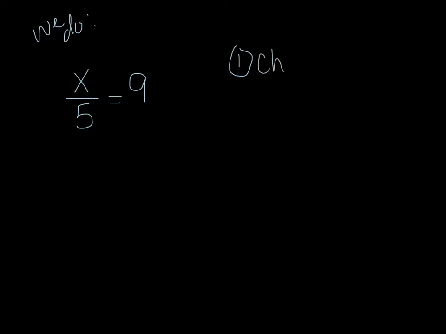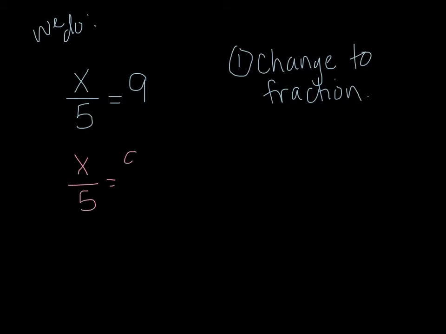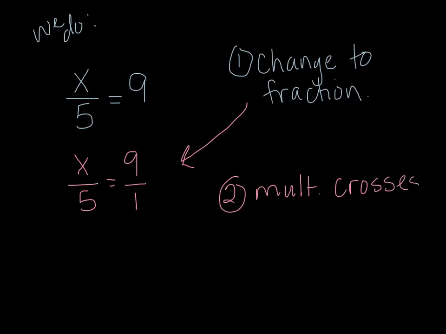Step 1, change to fraction. So we already have this as a fraction. We're going to change 9 to 9 over 1, which makes that a fraction. Okay? Then step 2, we will multiply the crosses. So we'll take 5 times 9, and it doesn't matter what order you do it in. If I did x times 1 and put it over here on this side, it would come out the same. So it won't matter which side of the equal sign you're doing that on.